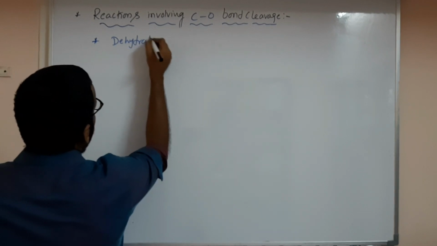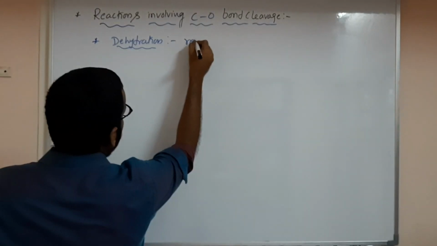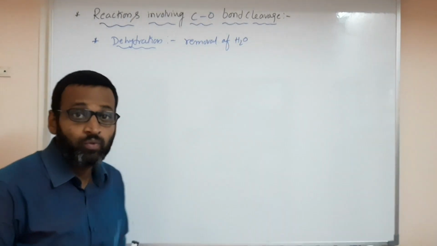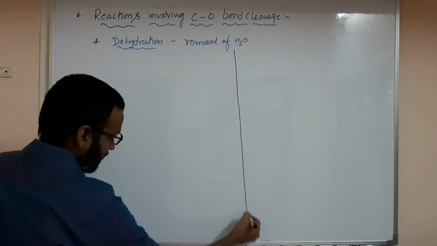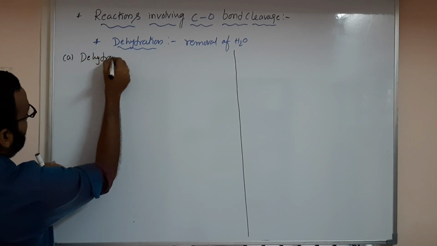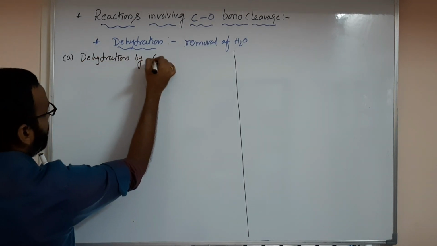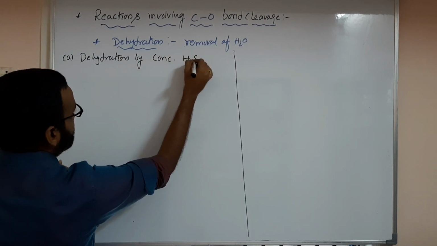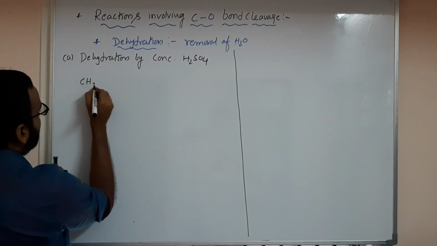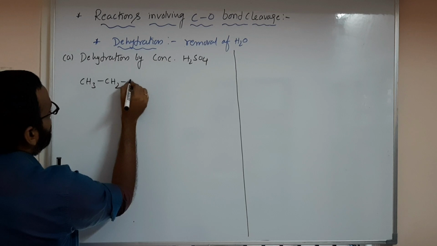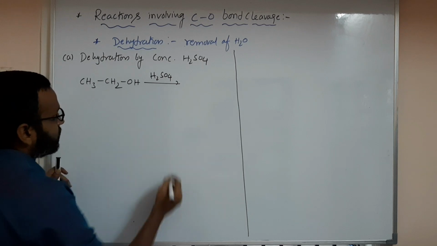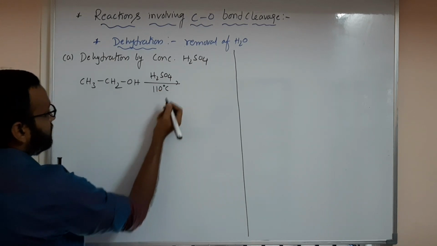Dehydration. What does dehydration mean? Dehydration means removal of water. I'll write all the reactions here. First, dehydration by concentrated sulfuric acid, H2SO4. So first, when you take the alcohol CH3CH2OH and use concentrated sulfuric acid, H2SO4, at 110 degrees Celsius.